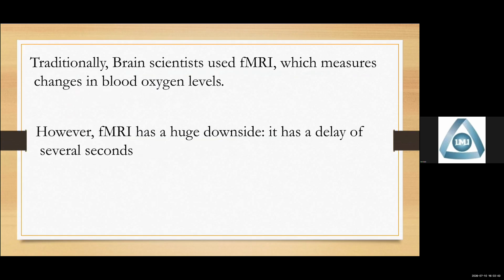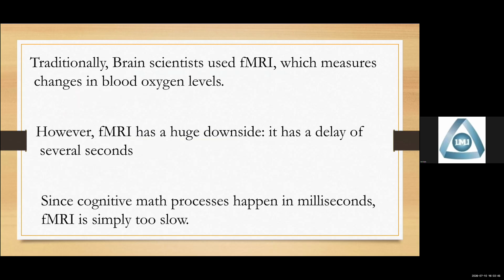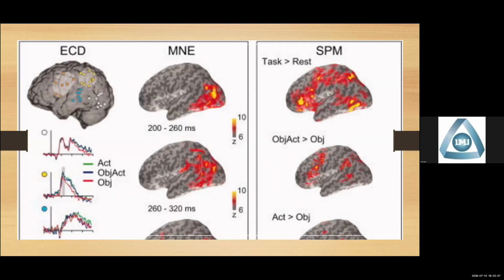Okay. This image shows how MEG is more accurate than fMRI. Here we see an fMRI scan. We see the MEG scan. This very concept here is all over the brain, not accurate, the fMRI.